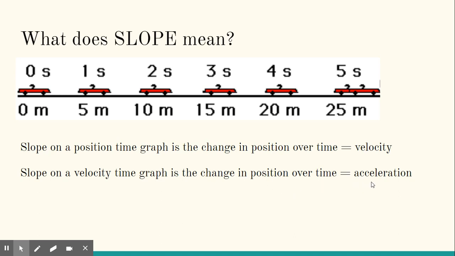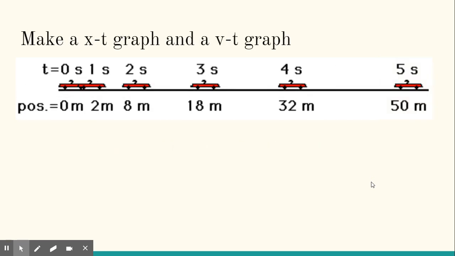So I want to challenge you a little bit. On your own paper, and I'll describe what the answer should look like, I want you to try to draw a position time graph and a velocity time graph for this dot diagram here. So for this dot diagram, draw a position time graph, that's the x, and a velocity time graph on your own paper, and then I will show you how it should look.